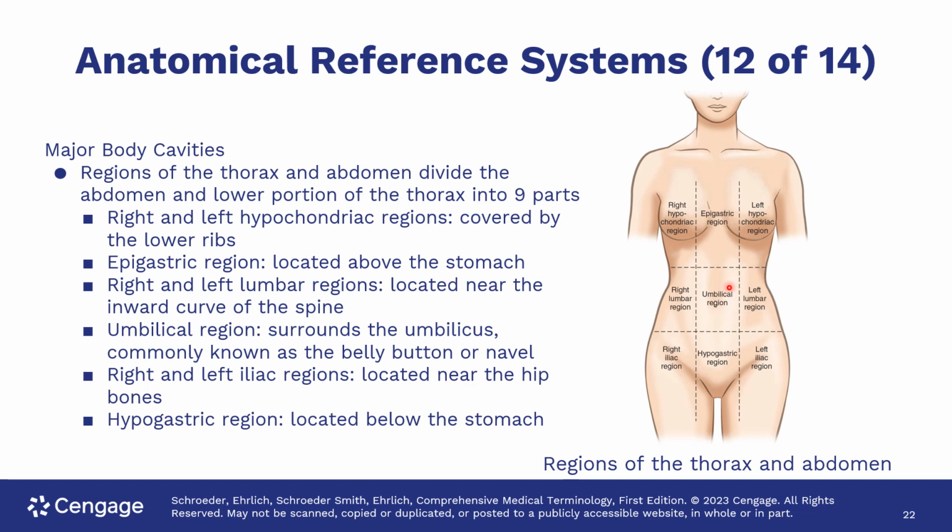And the right and left iliac regions are the right and left hip. And you can think of that if you think of iliac, which is part of the pelvic bones. And the hypogastric region. Hypo is below, gastra is stomach, and ic is pertaining to. So pertaining to below the stomach. See how much you've learned already.